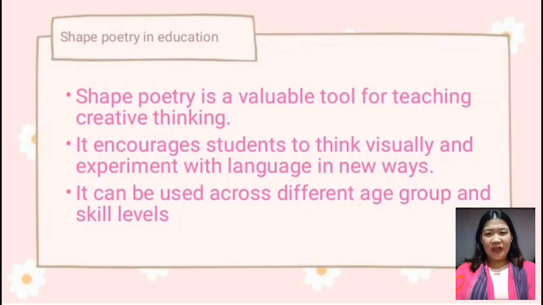Shape poetry really pushes us to think differently about language. It's not just about the meaning of the words. It's about how those words look on the page. So you have to think visually. How can I arrange these words to create the shape of a tree, a bird, or maybe a heart? This visual thinking helps us develop a deeper understanding of how words can create images and evoke emotions.